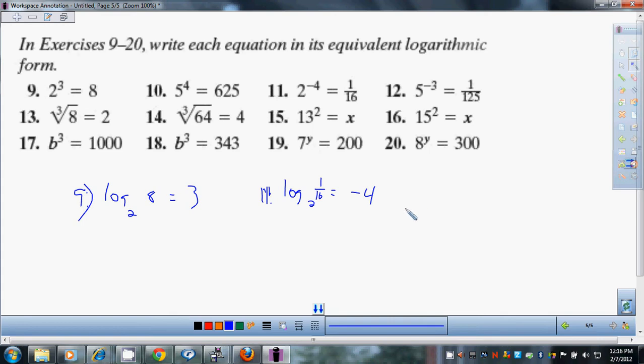Before we go any further, maybe we should look at a few exponential things. What does a negative exponent do? Can somebody tell me? What's the negative exponent do?